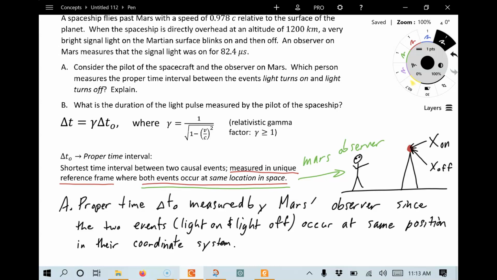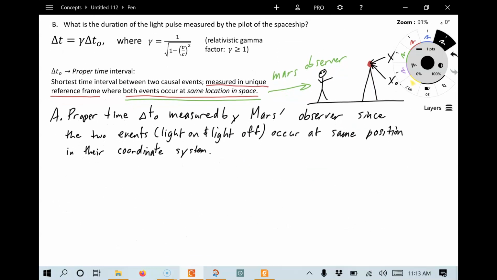According to them, it's the same location on their x-axis, which means that for part B, what is the duration of the light pulse measured by the pilot of the spaceship? Well, that's going to have to be the dilated one. Let's look at part B here. Before I calculate the value for part B, I just want to show you what the spacecraft observer is seeing. So here's your spacecraft, and there's some person in there. And what do they see?